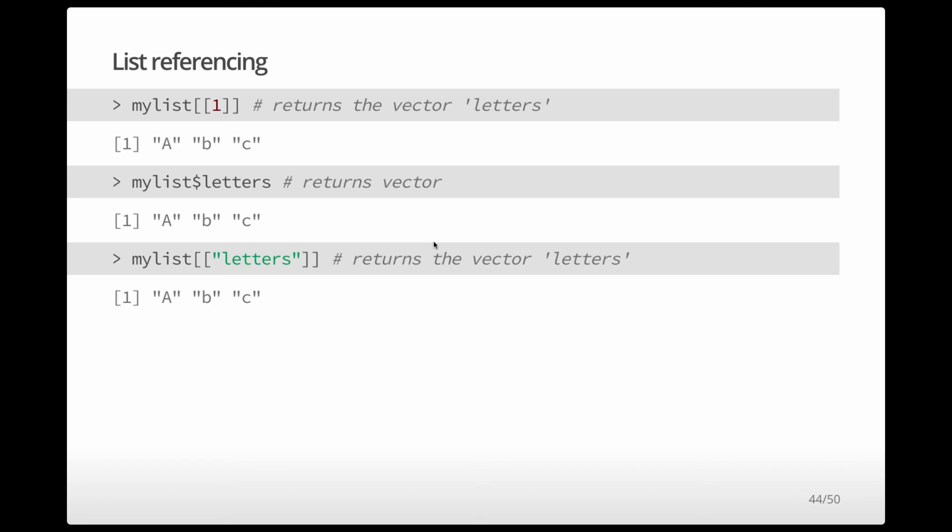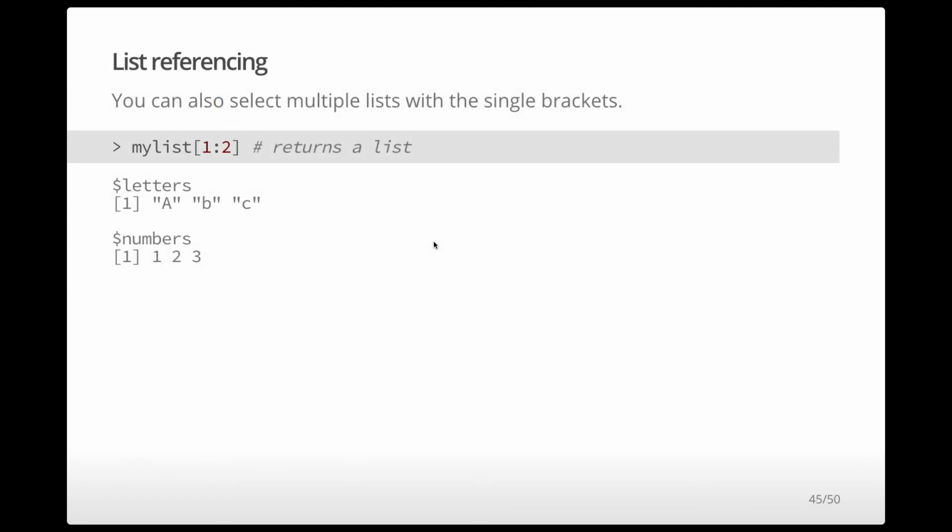So again, letters just has that three-element thing. And you can subset multiple things, for example using the sequence from 1 to 2. It'll return a list of the first and second elements of that list. But again, it'll return it as a list.